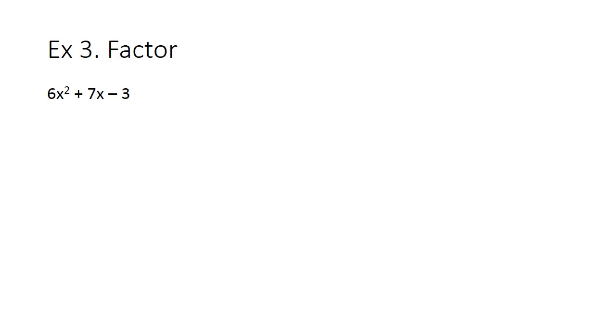Let's take a look at example 3. In example 3, we have 6x squared plus 7x minus 3. It's a quadratic. It's a trinomial. There's nothing in all 3 that they have in common, so I'm going to go ahead and do the x factor.